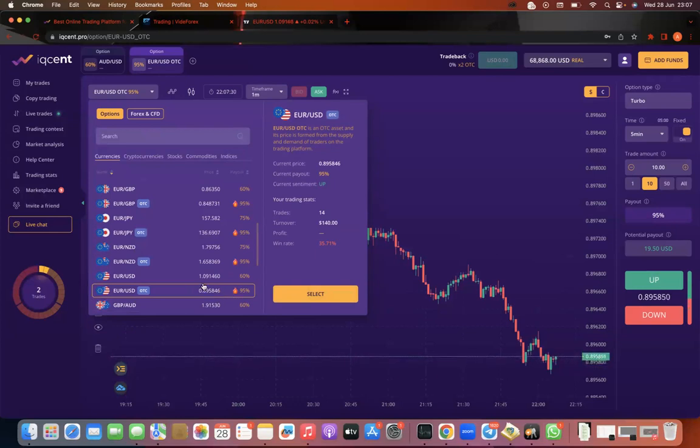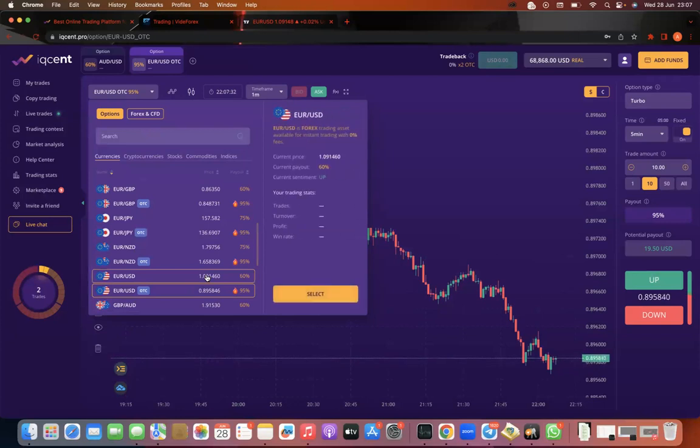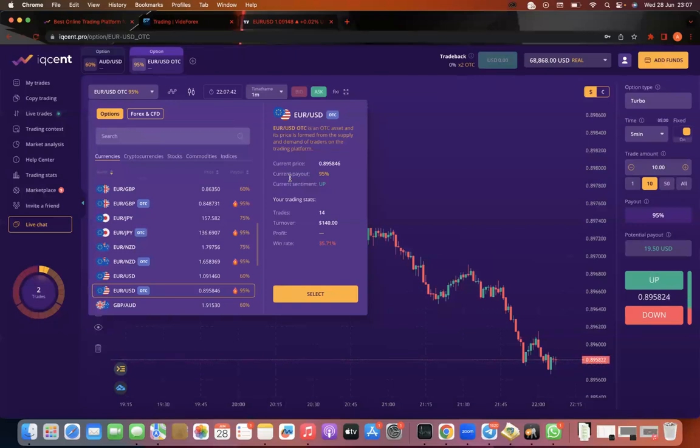So you notice that if you put your slider around the particular pair, you're actually going to see something like this. It's actually going to show you a short info on that particular currency. So you can see the current price is showing you, current payout is showing you, current sentiment. Sentiment is basically what it's likely to do.